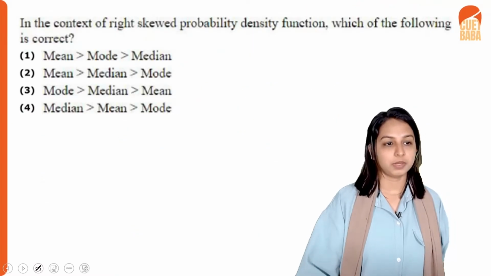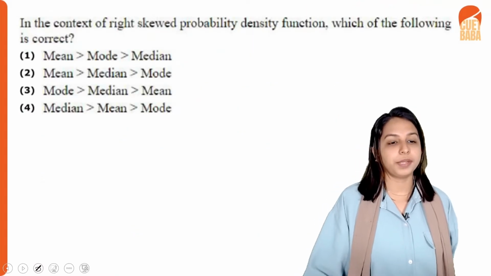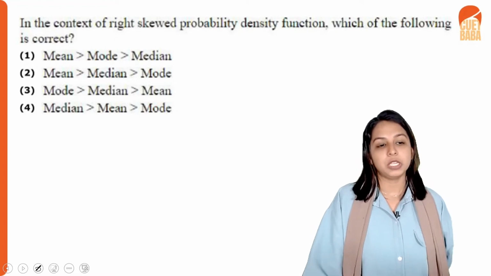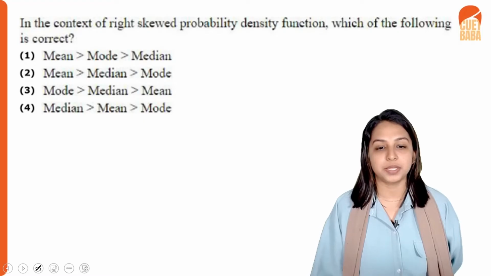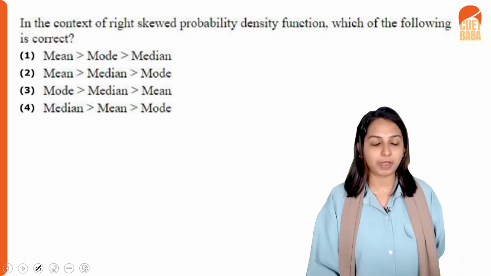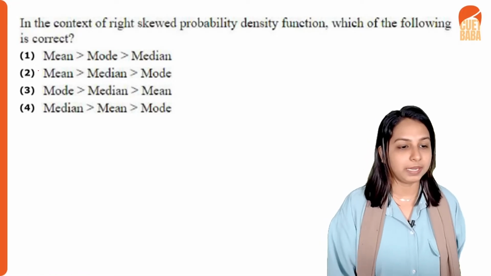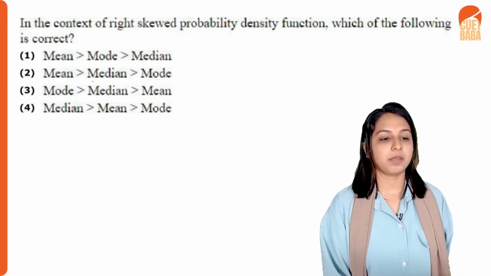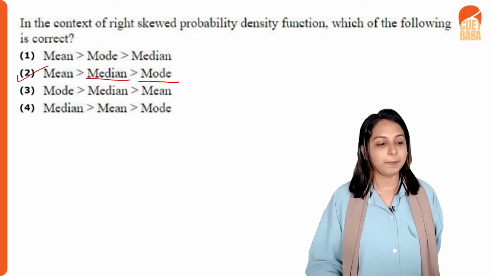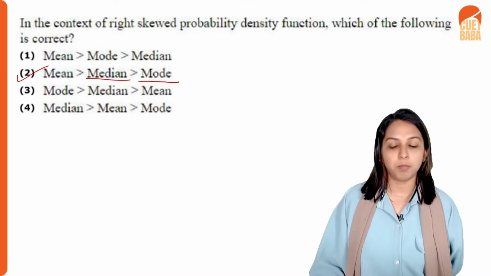The next question. In the context of a right skewed probability density function, which of the following is correct? So we have already learned what skewness is and how it affects the mean, median and mode. Here we can directly find the answer: mean will be greater, median will be in the second position and mode will be the third. That is, option 2 is the right answer. Mean greater than median greater than mode.